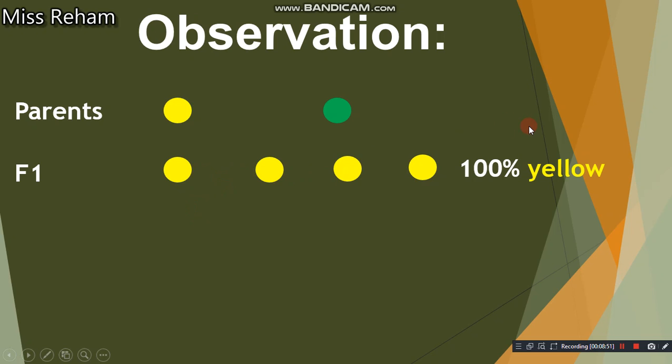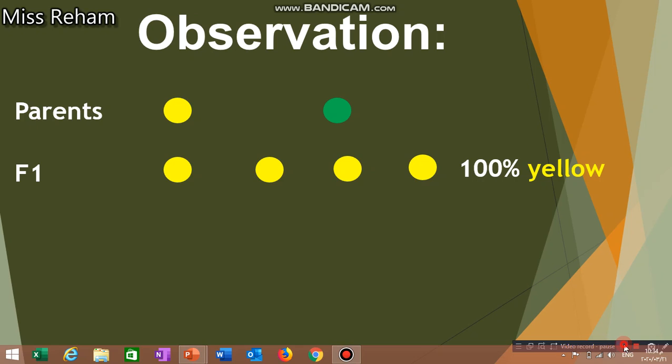100% yellow seeds. And also he observed that in the first generation, the plants that produce green seeds disappear completely. Okay?